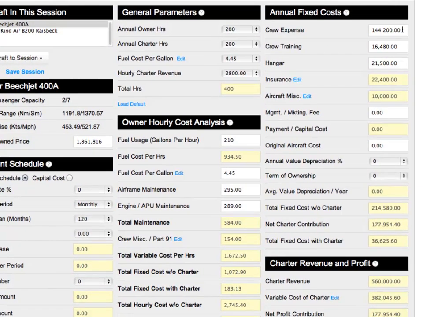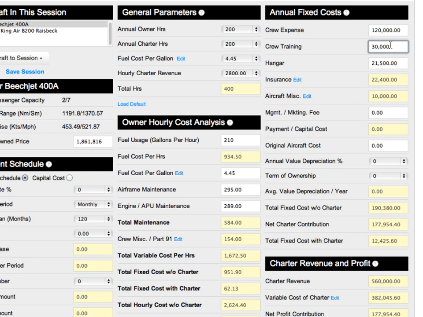And then over on the crew expense side of things, any of these fixed costs you can change, which is really the problem with every other software out there. You don't know. It's just kind of a guess. So maybe the guy's going to only have $120,000 in crew training. Maybe his training is going to be a little more expensive because he's got to get an initial.